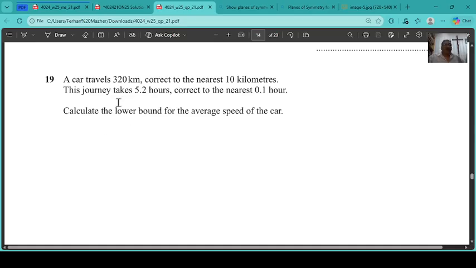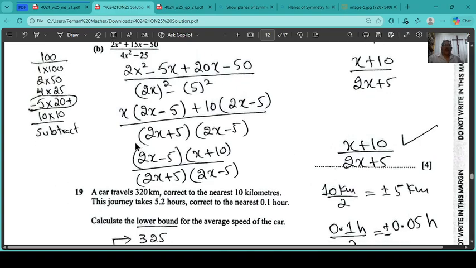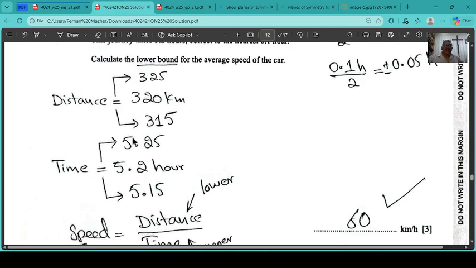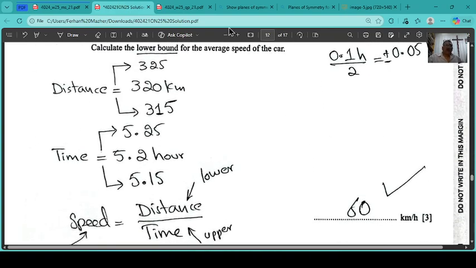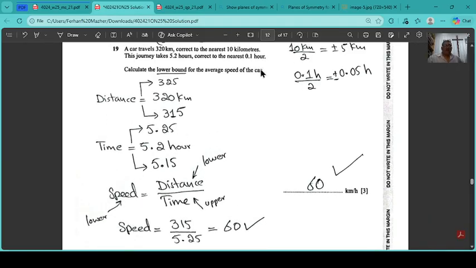You want to find out the lower bound for the average speed. You know the average speed is equal to the distance divided by time. So by using logic, we have to decide. Okay, so let me show you the whole thing. Here we have 10 kilometers divided by 2, plus or minus 5 kilometers, and 0.1 hour divided by 2, 0.05 hours. The distance is actually 320 kilometers.